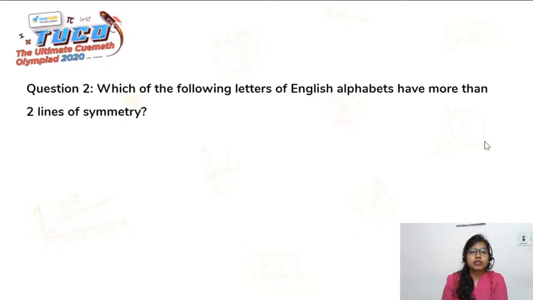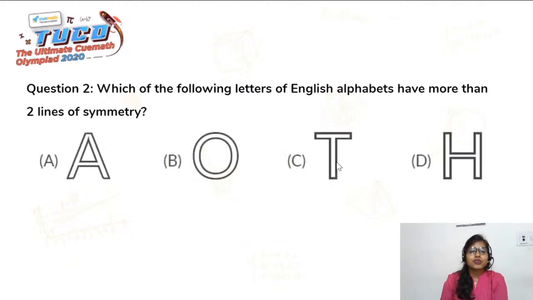Now let's proceed further. Which of the following letters of the English alphabet have more than 2 lines of symmetry? So they are asking for more than 2 lines of symmetry. Okay, so let's look into the options here. So we have A, O, T, H. Let's see who gives the right answer here. Let me wait. Okay, is it going to be A?